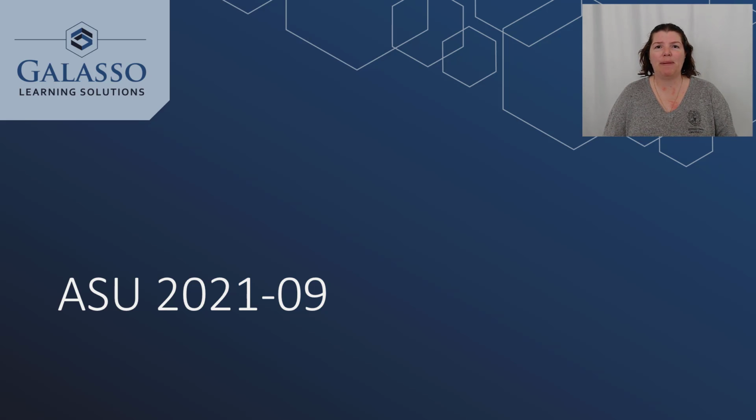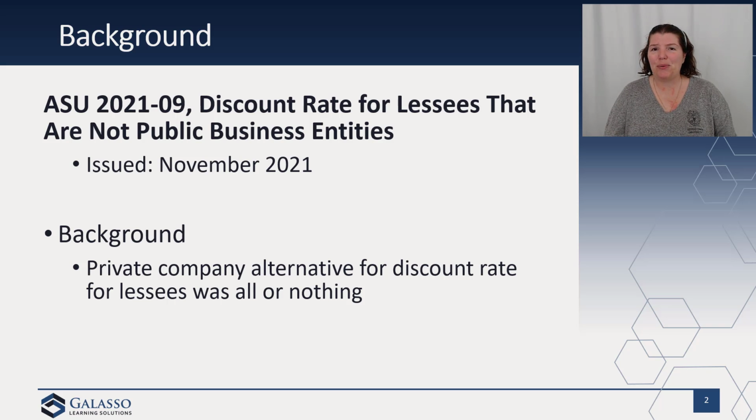And so there was feedback that entities would not be interested in the private company alternative because it was all or nothing. And so FASB went back to the table and looked at some alternatives, and the result is ASU 2021-09. So ASU 2021-09 is the discount rate for lessees that are not public business entities. Again, this is a private company alternative, and it was issued in November of 2021, again, with the kindness towards people having to implement this for next year.